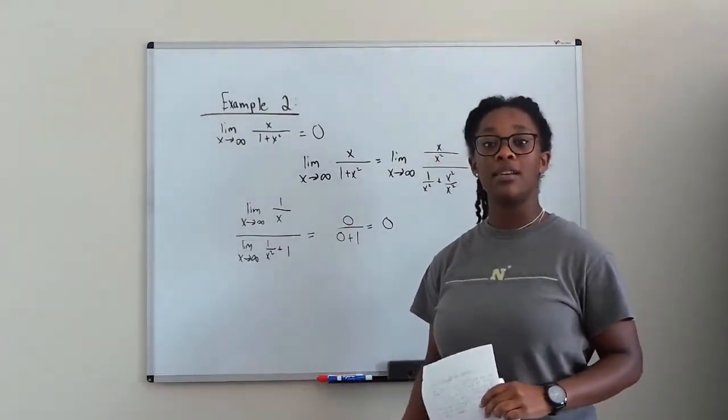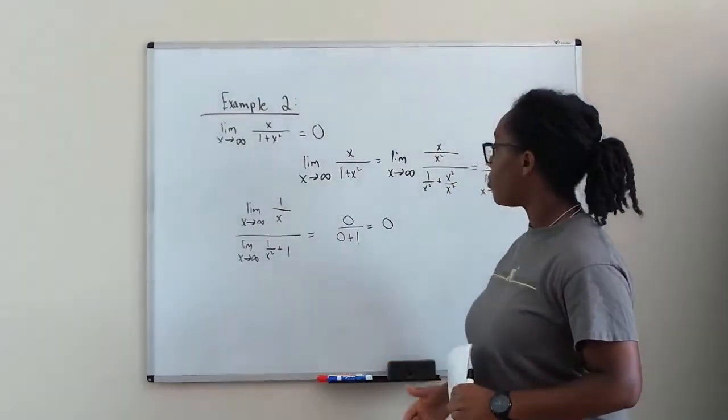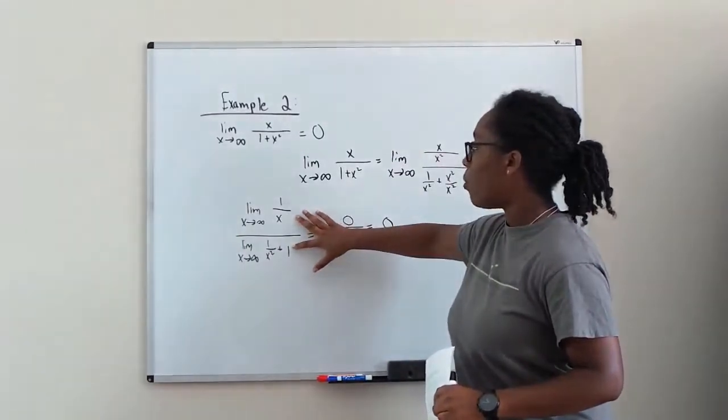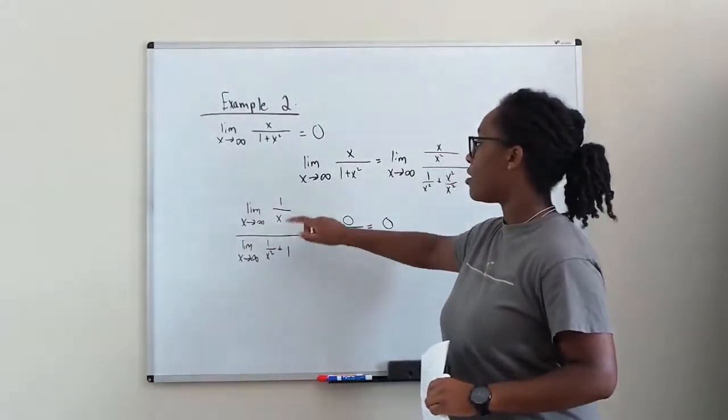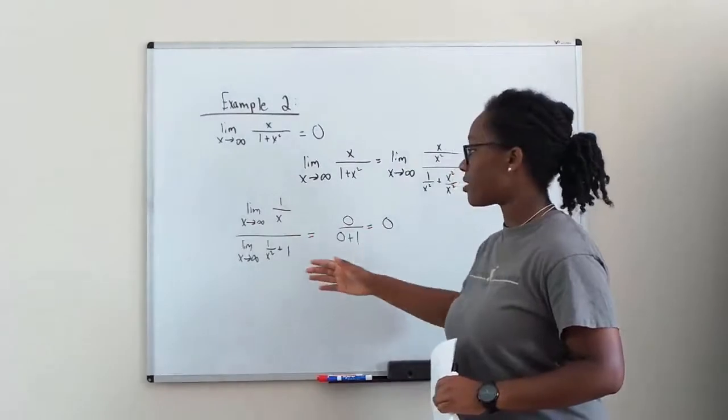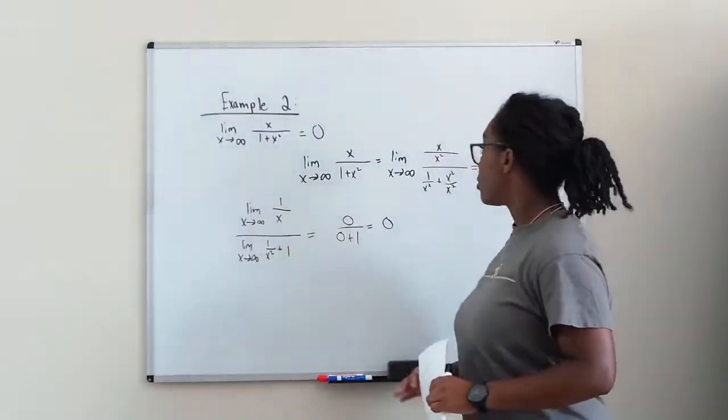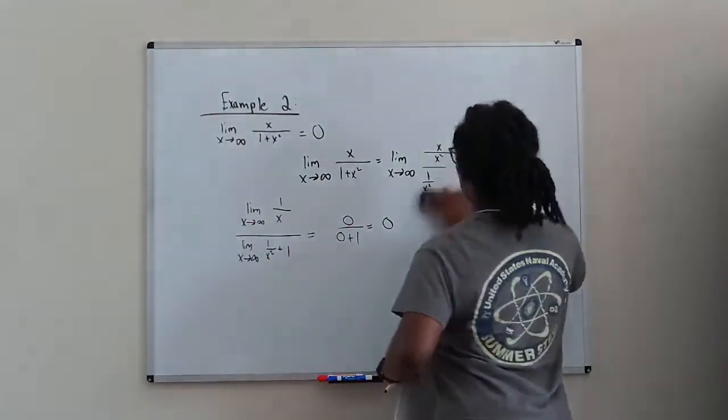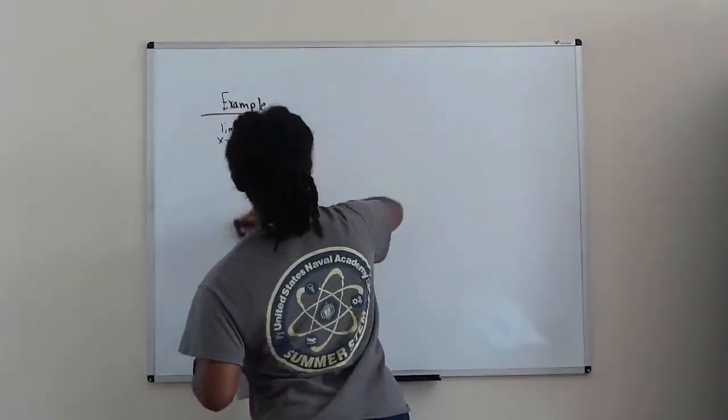Okay, so you might be asking, okay, that's great, but we didn't really cover why the limit as x approaches infinity of 1 over x is 0. We just kind of skipped through it, and you're correct. So let's take a moment to describe what that's actually doing.